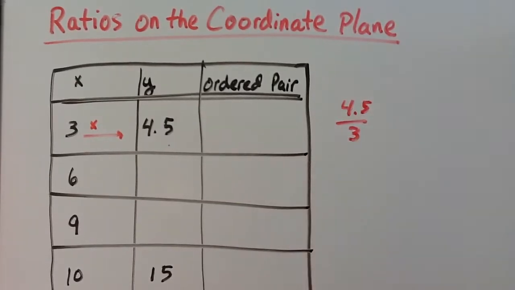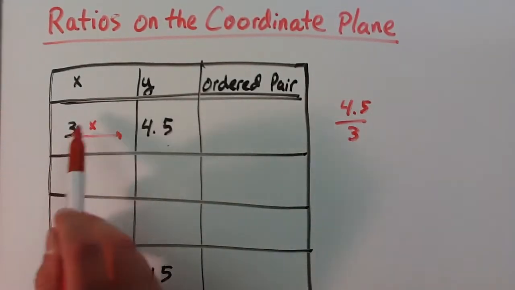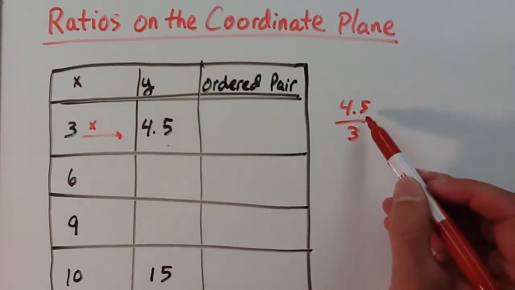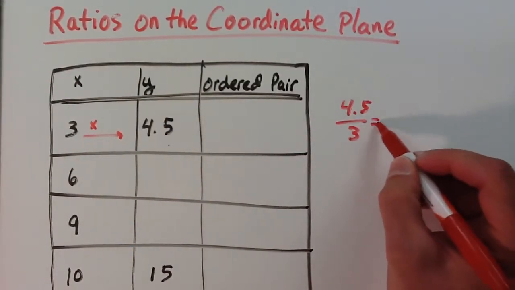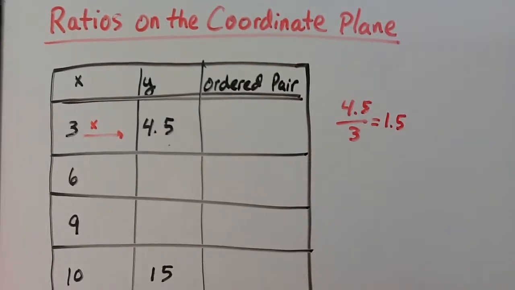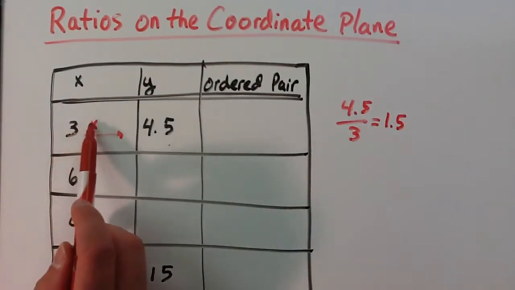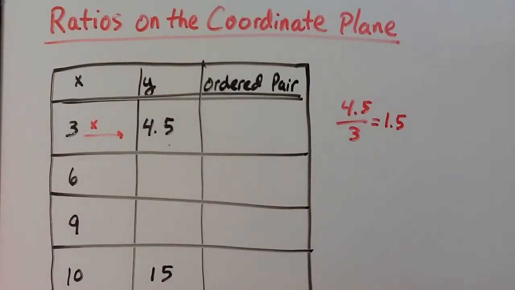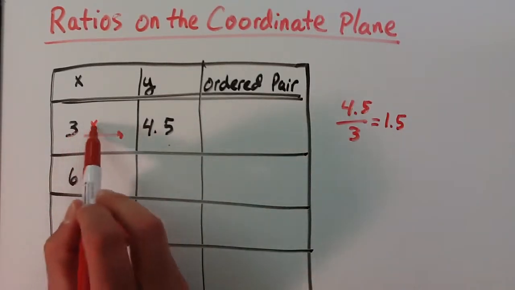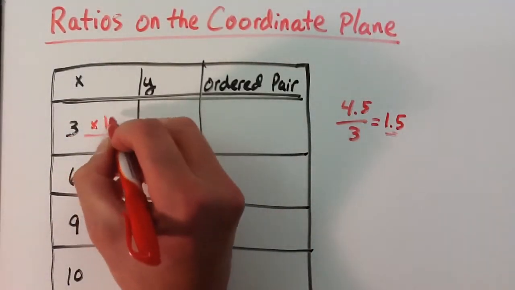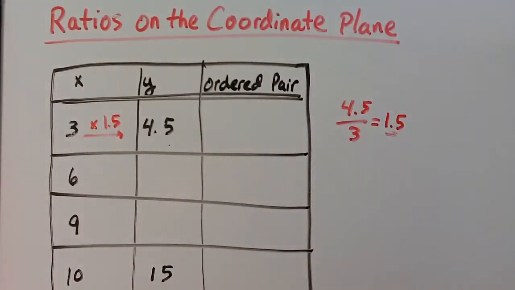4.5 divided by 3 would tell me the number that I multiply 3 by to get to 4.5. In my calculator, if I put in 4.5 divided by 3, I would get 1.5. And so that is the number that I multiply 3 by to get 4.5. Double check that in your calculator to make sure that is correct. If you do 3 times 1.5, it should be 4.5. And if you check it, you would see that that is correct. Okay, because we want equivalent ratios, we need to multiply all of these x values by 1.5, so that our ratio between x and y is equivalent.